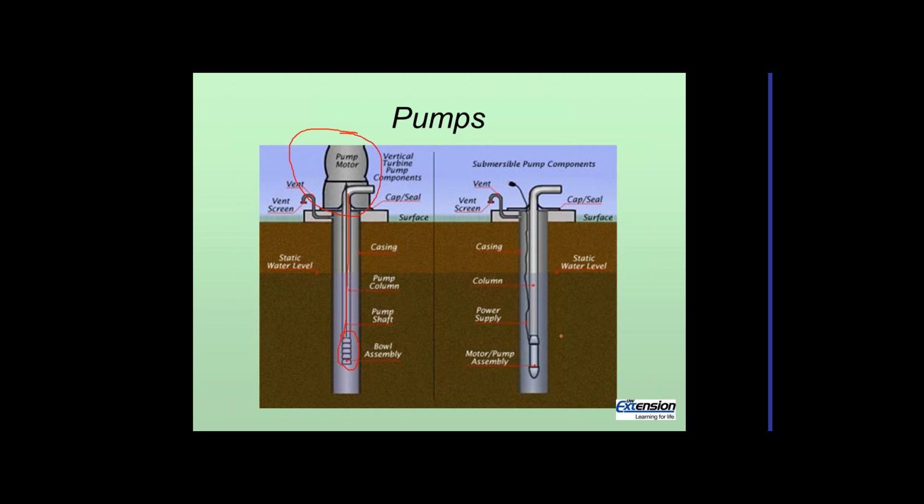The other is a submersible pump, which is very common in residential houses, where the pump is down in the well, and we have the electric line running down to it. Basically the pump is connected on the end of the pipe that brings the water to the surface.